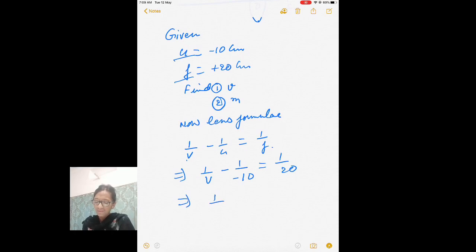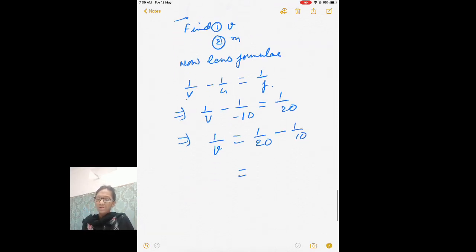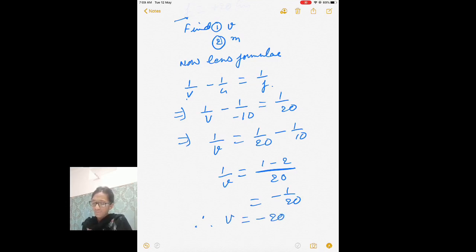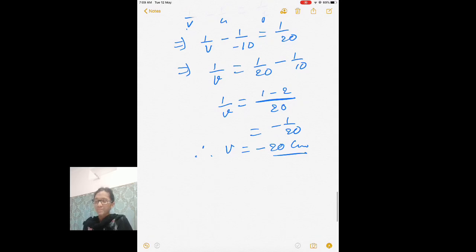So it implies that 1 upon v is equal to 1 upon 20. Here minus becomes plus, and when it goes on the other side, it again becomes minus. So you get that 1 upon v is equal to, let me take LCM 20, 1 minus 2, and this is equal to minus 1 by 20, and therefore v is equal to minus 20 centimeter. So it is forming on the same side of the object because it is having minus sign. Now let me see magnification.